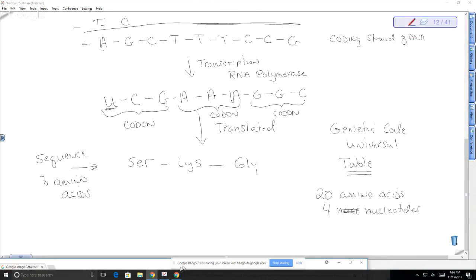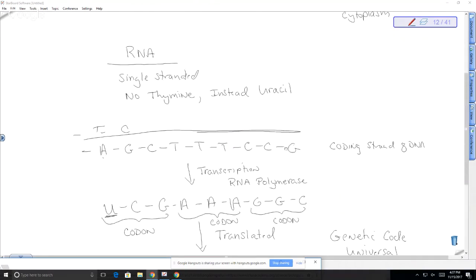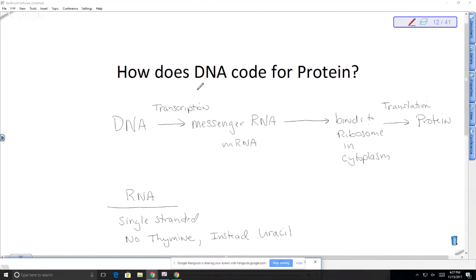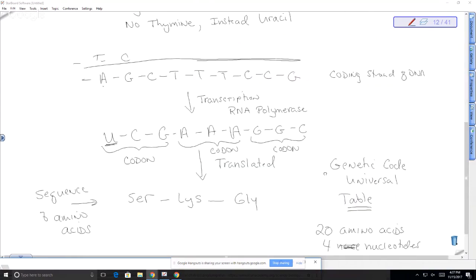So all of this translation takes place at the ribosome. And so we're going to talk about how it does that at the ribosome. And we'll talk more about this production of the messenger RNA. So this is just an overview of how the DNA codes for protein. So we'll talk more about it in the next lecture.